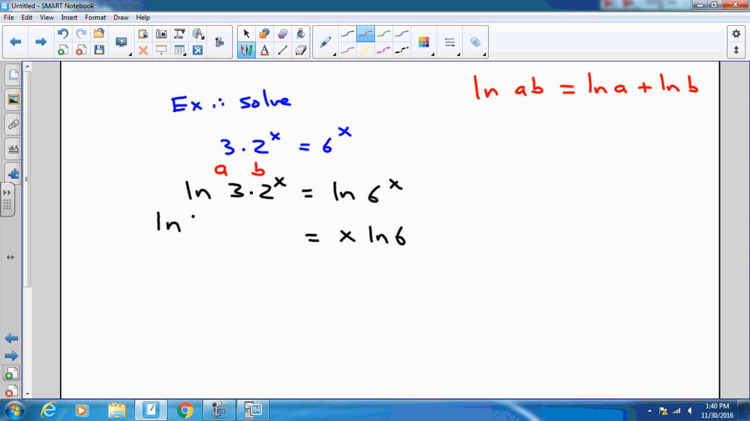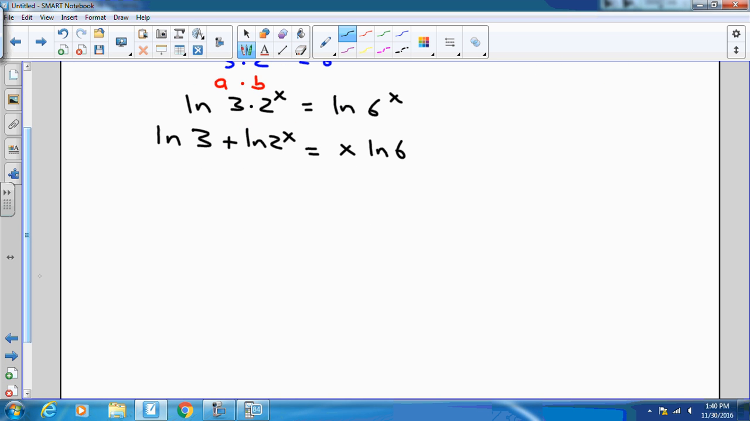3 and 2 to the x, okay. So now apply the form. See how the form makes it really clear? You don't have to be fuzzy about it if you're using your form and you're identifying the pieces. Okay? Now, what about this ln of 2 to the x? What can I do with that? Same with the x times ln 2. There you go.